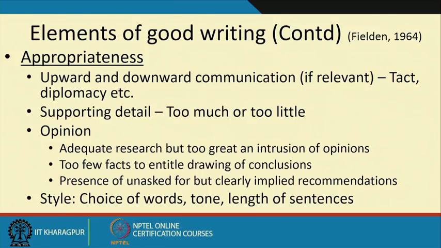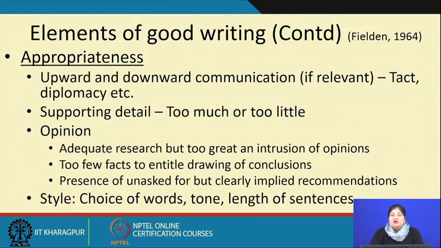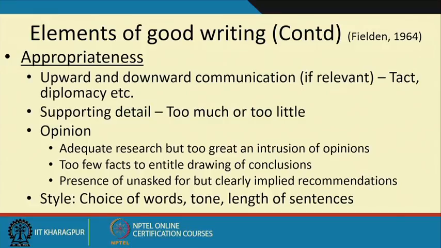Presence of unasked for but clearly implied recommendations. When we talk about unasked for but clearly implied recommendations, we are talking primarily about the intuitive issues that come up. So many times, in order to just add meat to our papers, we write down things that may be too obvious. That can really lead the reader to think that you are biased towards things that may just seem obvious.